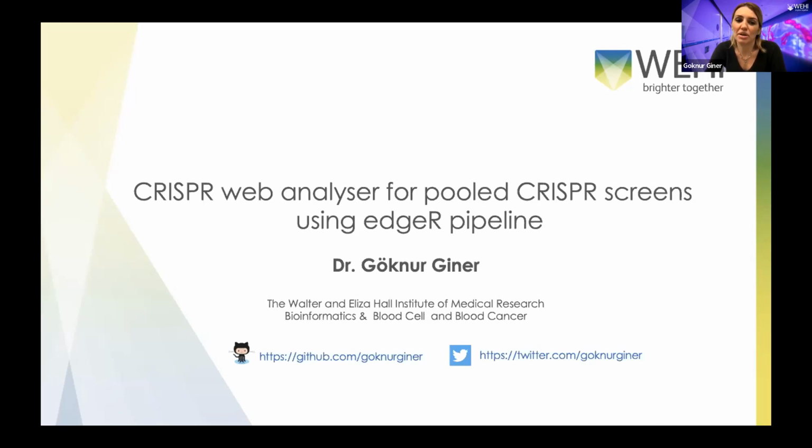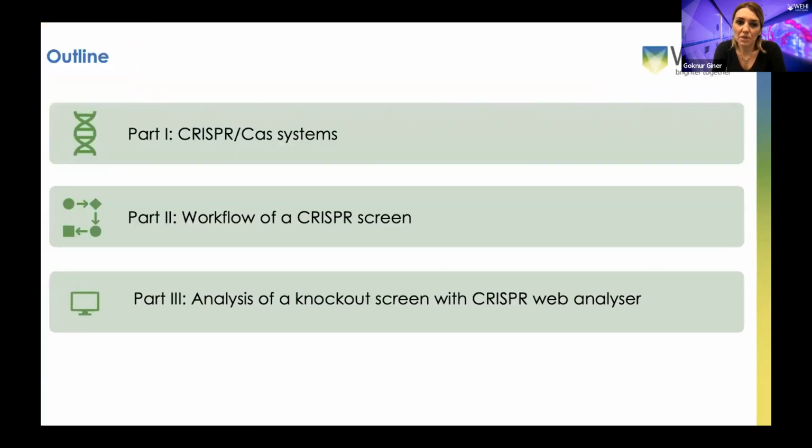So today I'll be talking about a CRISPR Web Analyser tool that we recently developed. And it is to analyze pooled CRISPR screens using Agile Pipeline. First part of my talk, which is just a couple of slides, is describing the CRISPR systems. And the second part is showing basically what the workflow is to design and execute these systems and analyze the systems. And the third part is basically the main part of my talk, is showing you an example data analysis using CRISPR Web Analyser.